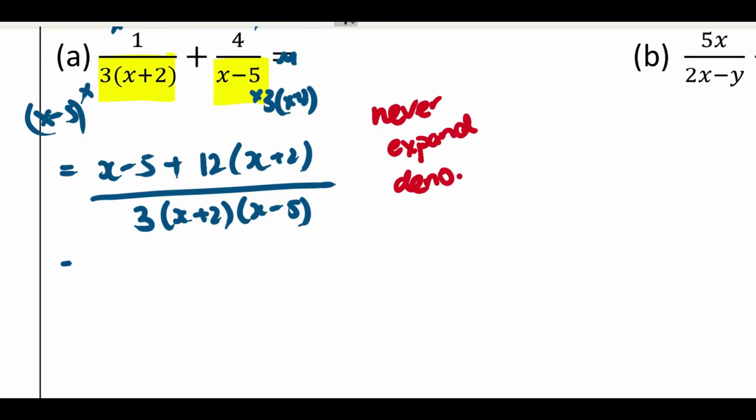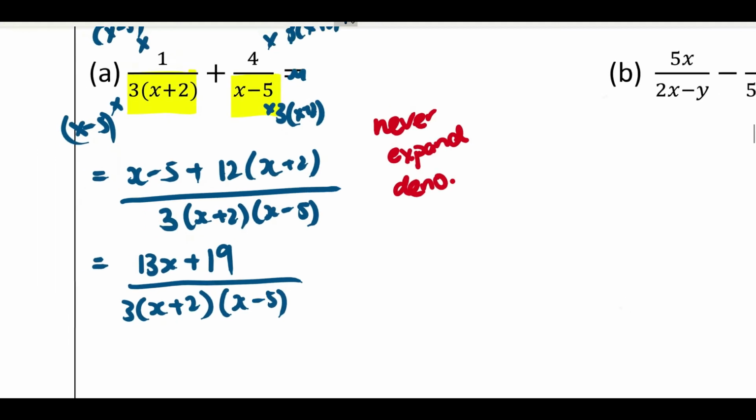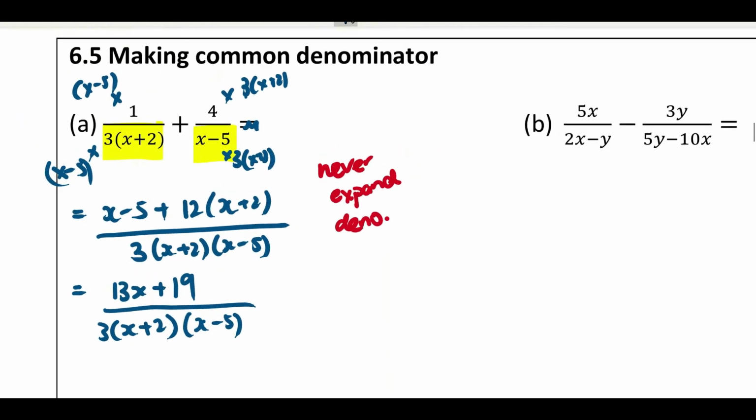Okay, so my numerator would be x plus 12x, that would be 13x, minus 5 plus 24, that would be plus 19. Okay, over my denominator, never expand them. Just leave it where they are. Numerator can factorize? Cannot factorize. So just leave it. That would be the final answer. Okay, and this is because the denominators have no relationship to each other at all.